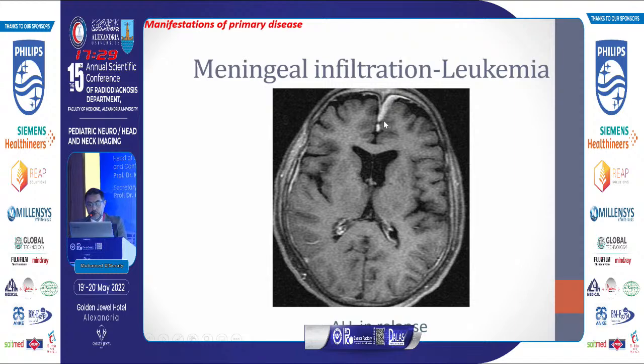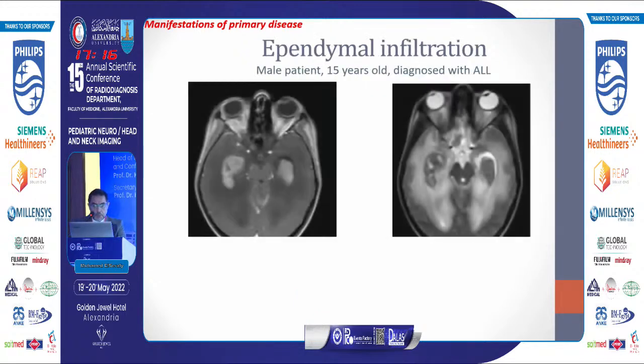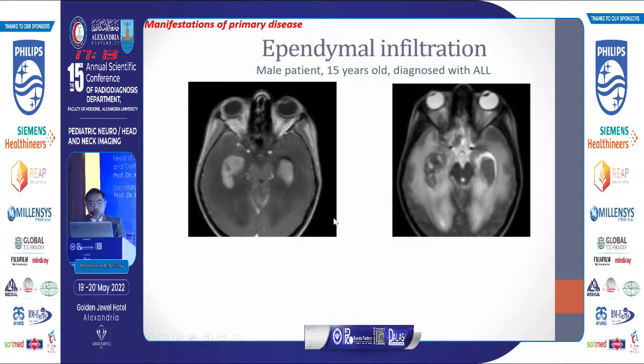In this patient with ALL, sometimes it affects the bone with extracalvarial soft tissue component and intracranial extraaxial pachymeningeal infiltration. Large ependymal infiltration, as in this patient, seen as markedly enhancing intraventricular subependymal lesion within the temporal horns with extensive brain edema in the brain parenchyma.